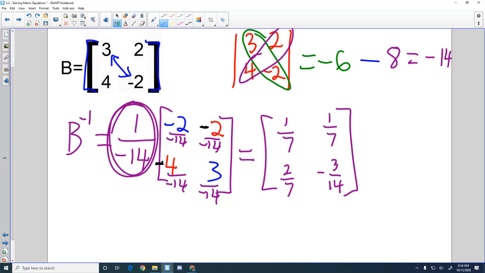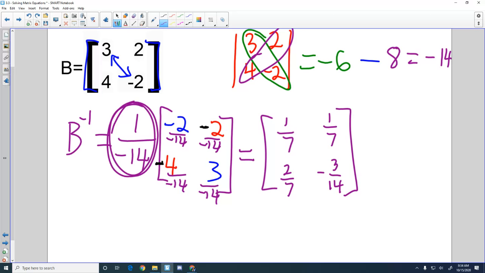Whew, we're doing great. I know this is all completely brand new. Your minds are probably blown. But we still haven't solved a matrix equation yet. I'm sorry, I don't mean to laugh, but whew, we're getting somewhere. We've got all the pieces now.